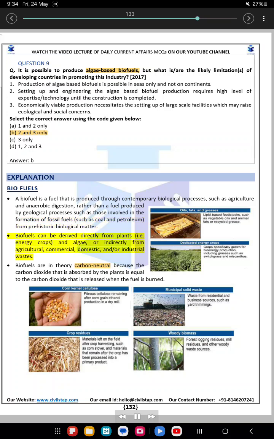Biofuels can be derived directly from plants, i.e. energy crops and algae, or indirectly from agricultural, commercial, domestic, and/or industrial wastes. Biofuels are in theory carbon neutral because the carbon dioxide that is absorbed by the plants is equal to the carbon dioxide that is released when the fuel is burned.